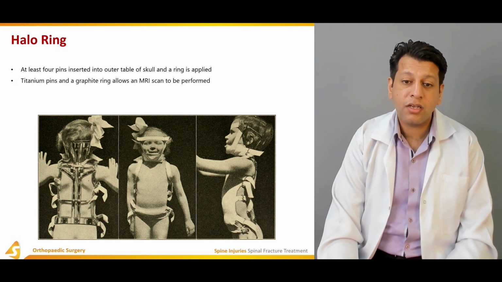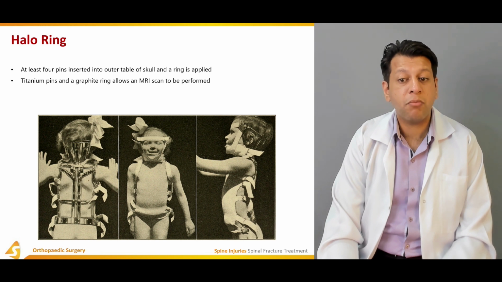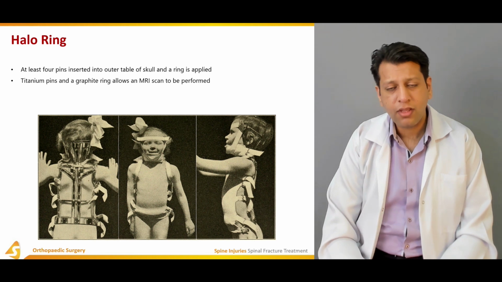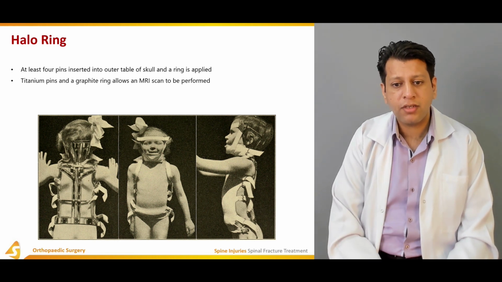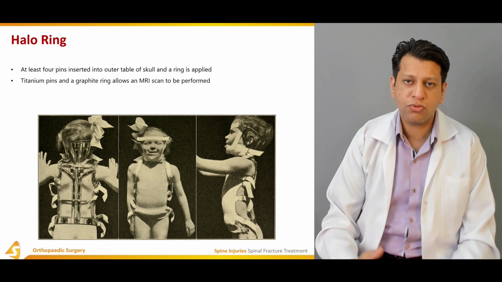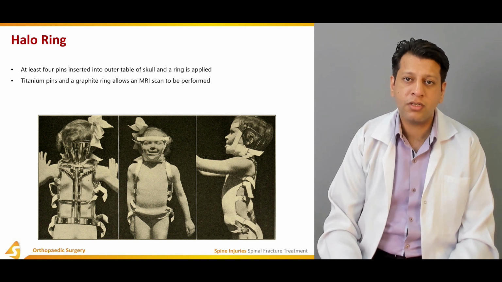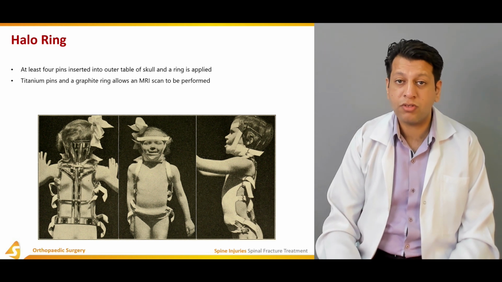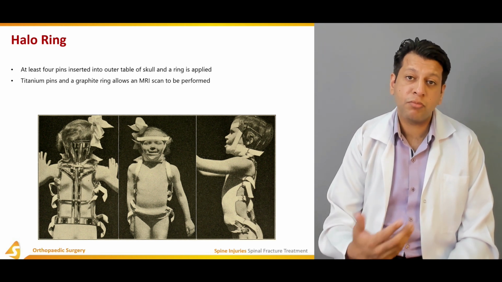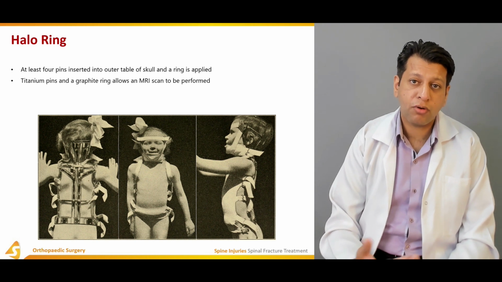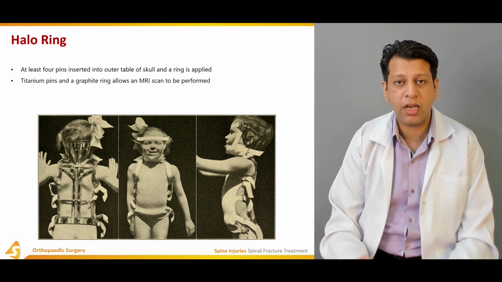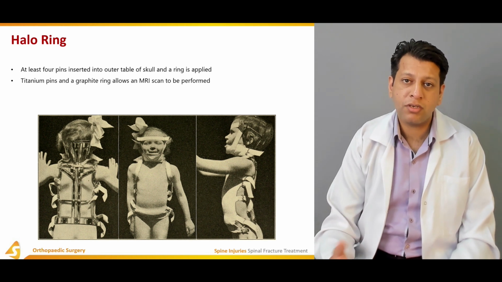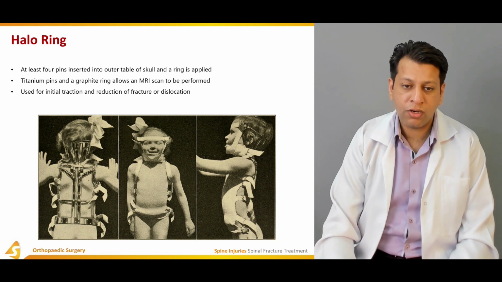Titanium pins and a graphite ring allow an MRI scan to be performed, because once 6 to 8 weeks have passed, we may need to get an MRI to see the status of the ligamentous injuries and soft tissue injuries. If there were steel pins, there would definitely be a problem with MRI. So we can use titanium pins and graphite rods, which help to get an MRI in a patient even with this vest on.